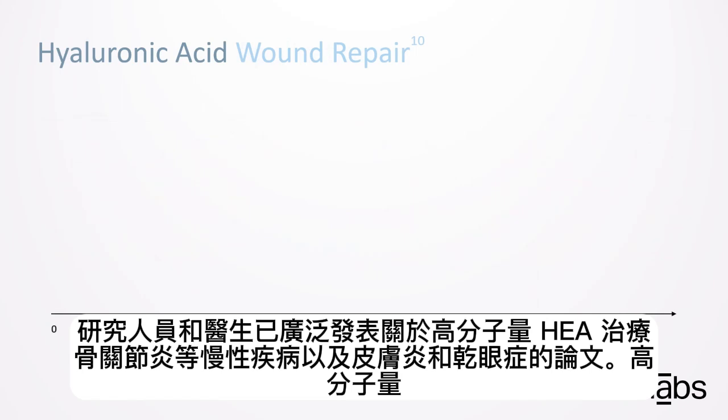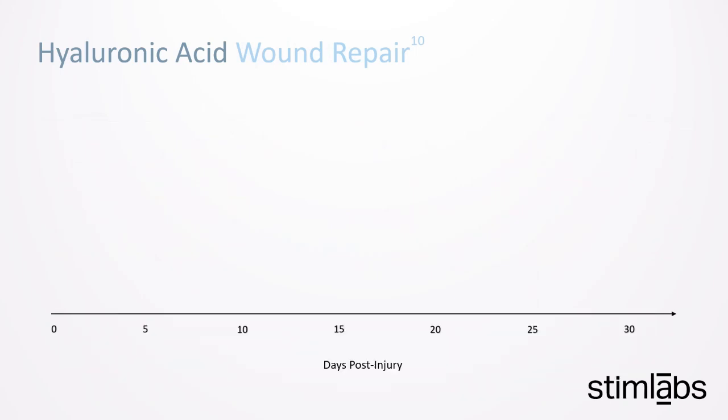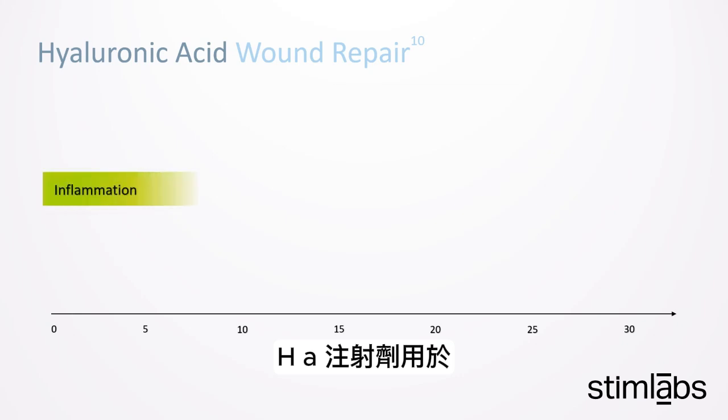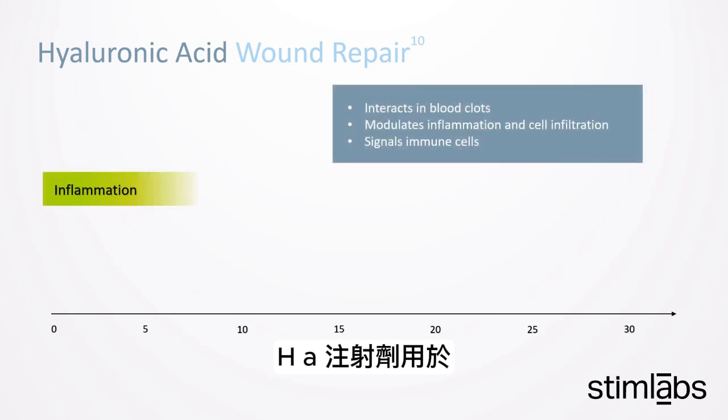Research has also been done into HA's role in healthy tissue repair processes. Studies have shown that HA naturally plays a role in each of the 3 major stages of this process. At the onset of a wound, HA helps to provide a framework for blood clots, and it's going to be involved in the mechanism that modulates inflammation and infiltration of cells into the extracellular matrix.